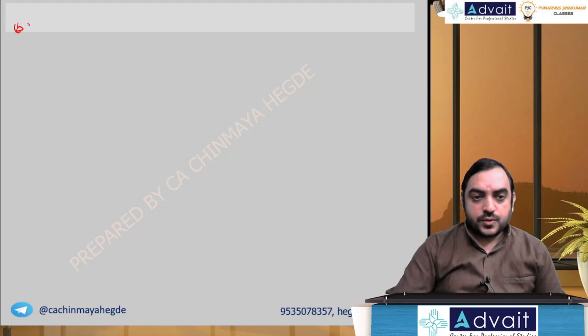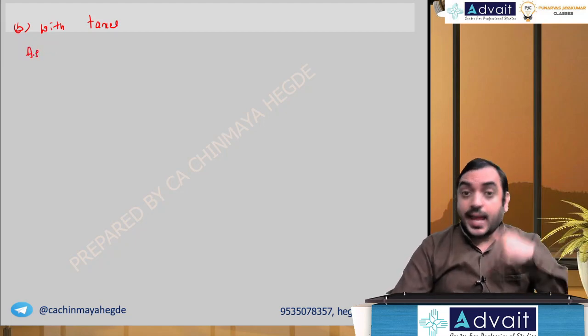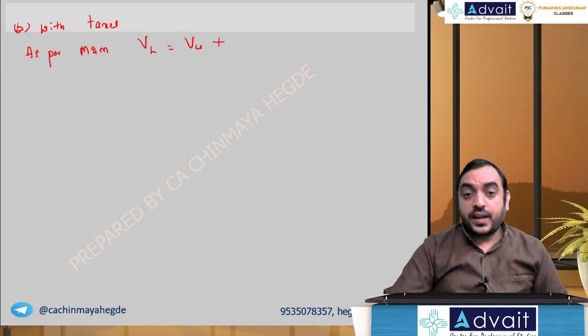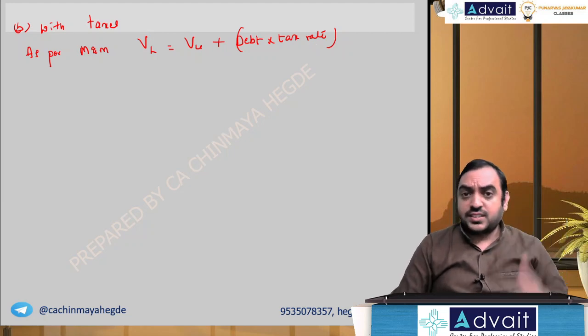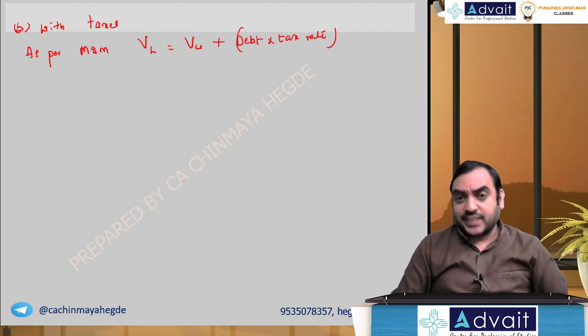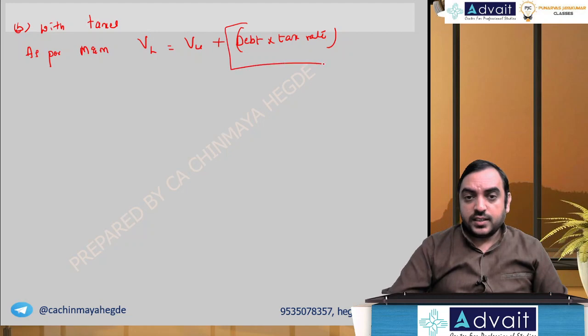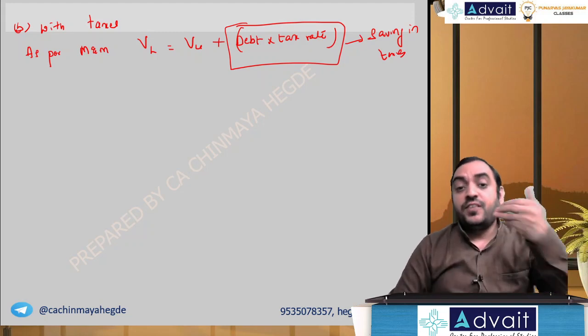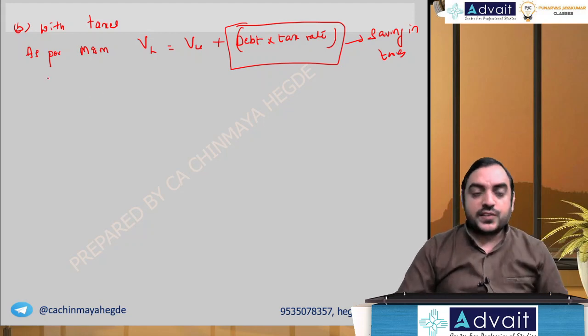Okay. Let's go for with tax now. With taxes. As per M&M, he's the only one who explained the tax impact. As per M&M, value of levered firm is value of unlevered firm, just like without tax, plus debt into tax rate. Because when you have debt, you will have interest. Interest is allowed for tax purpose as expense. You save tax. So this is the tax shield, saving in taxes due to interest. That's how the value of the firm will increase as per his theory. Otherwise, format is same.